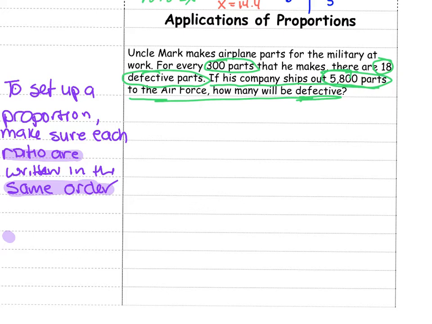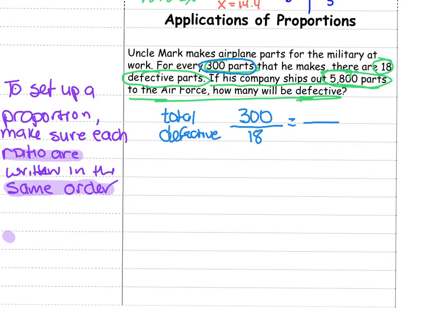So I know that I have a number here. We're talking 300 parts, so 300 total parts, 18 are defective. So I'm going to do total to defective. So I know that 300 total parts, there are 18 defective parts. So now when I'm reading the question, I have to figure out if my next number is going to be on the top or the bottom.